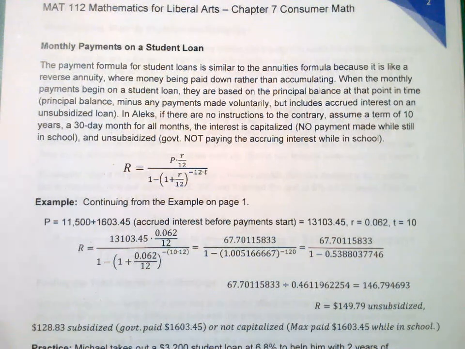Okay. So if there's no instructions to the contrary, assume a term of 10 years, a 30-day month for all months, and the interest is capitalized, as in no payments are made while still in school, and that's considered unsubsidized as well. The government is not paying the accrued interest while in school. Make sure you understand those definitions to do these problems.